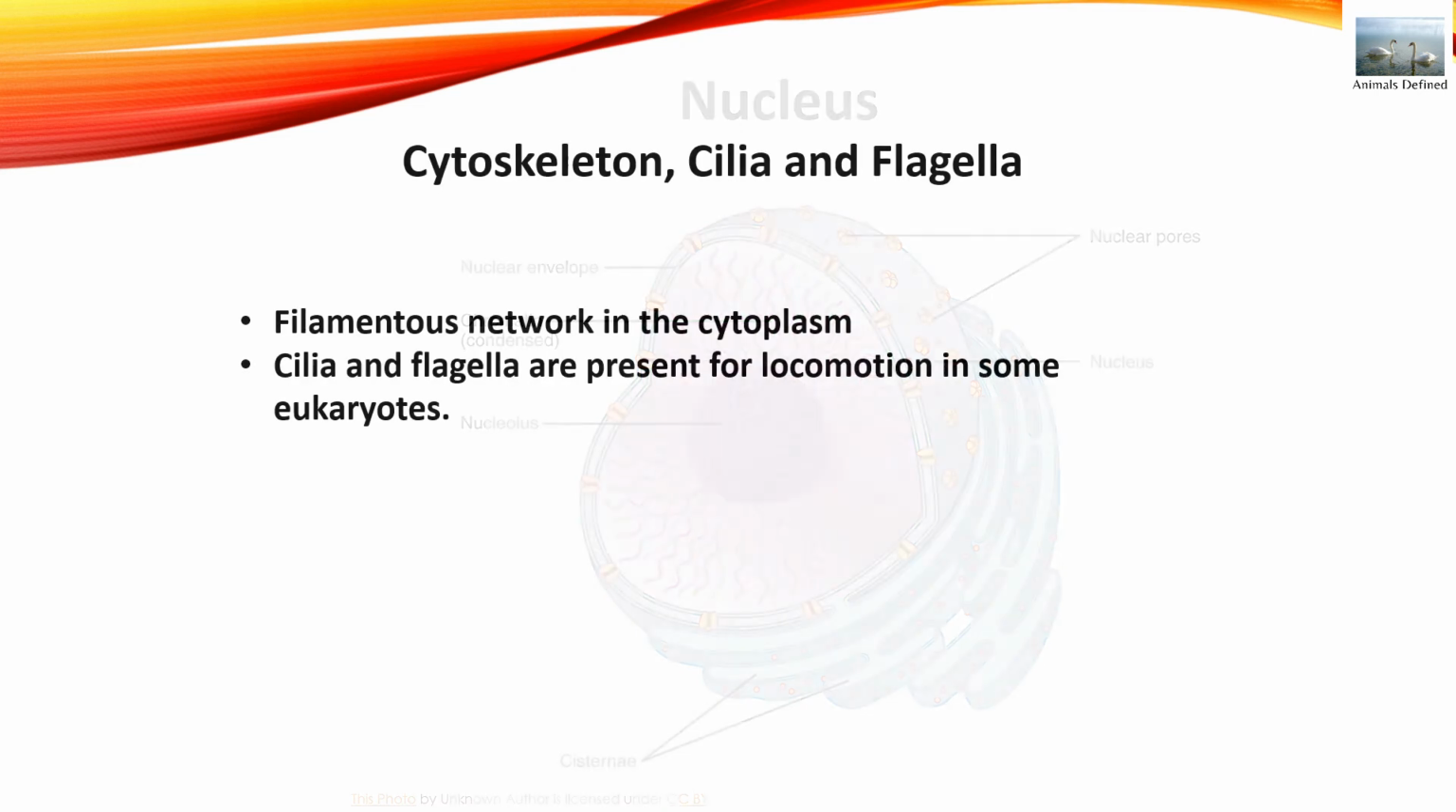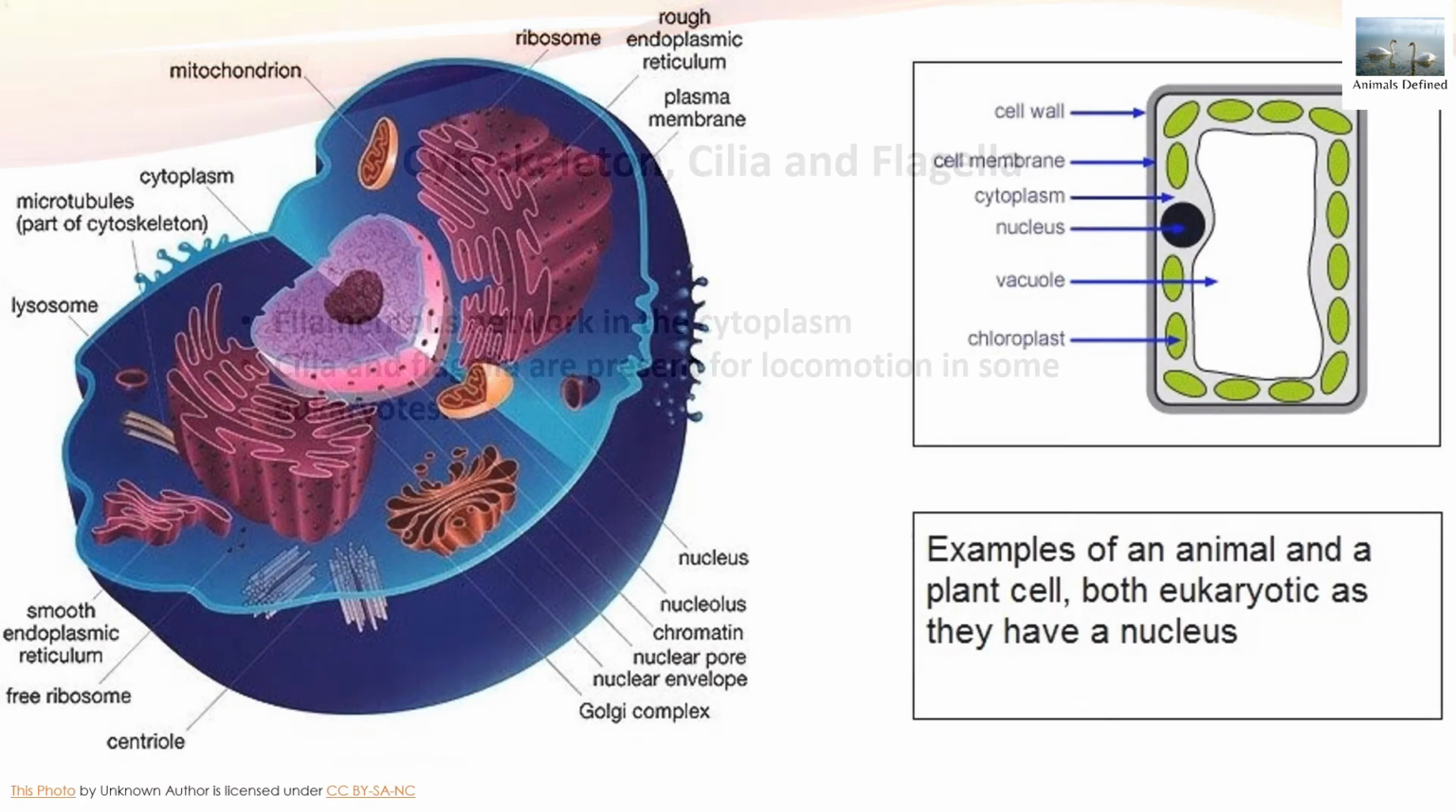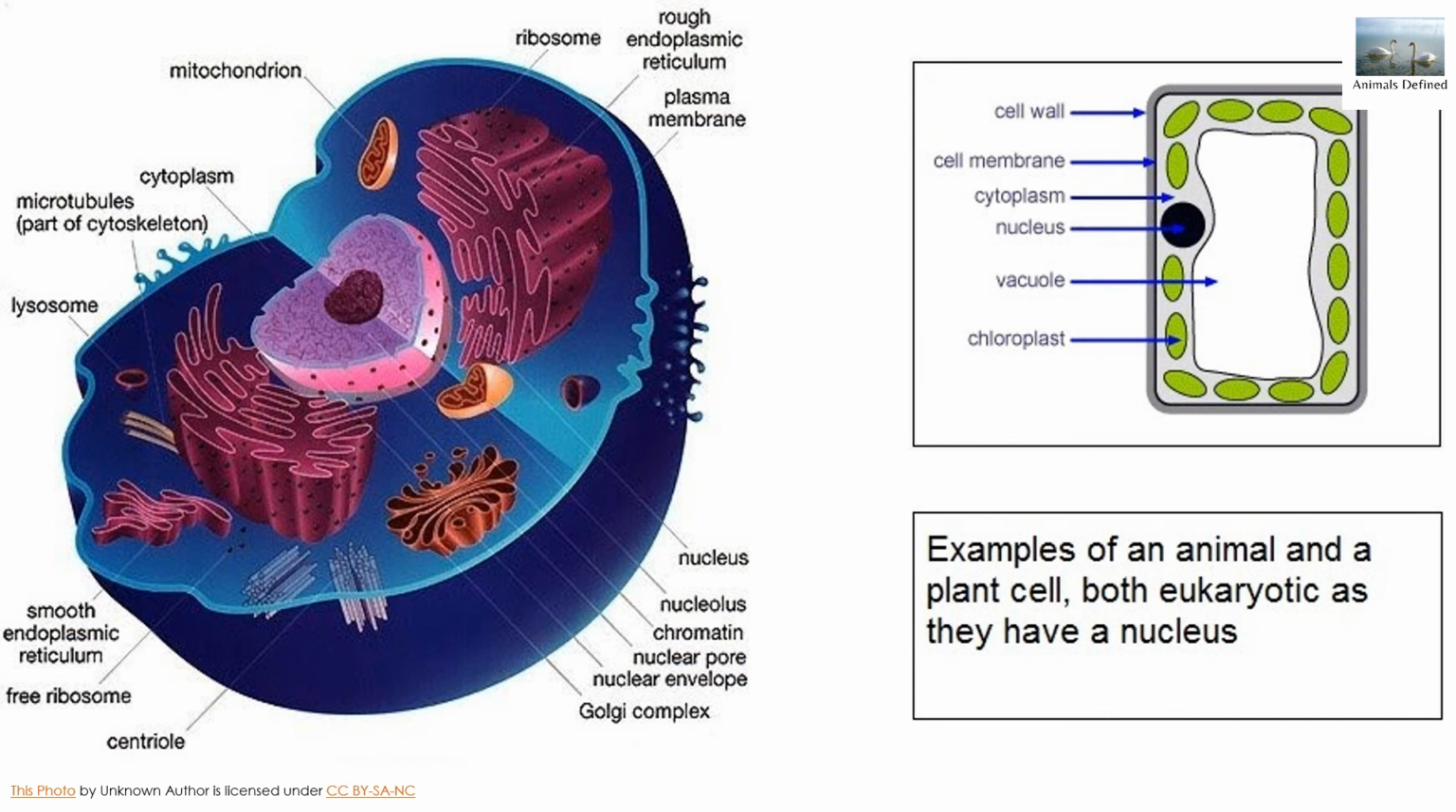Cytoskeleton. It is a filamentous network in the cytoplasm of the cell, for mechanical support, shape, and mobility. Cilia and flagella are present for locomotion in some eukaryotes. There are differences between plant and animal cells. Plants contain a cell wall, plastids, and a large central vacuole that are not present in animals, whereas animals contain centrosomes and lysosomes which plant cells lack.